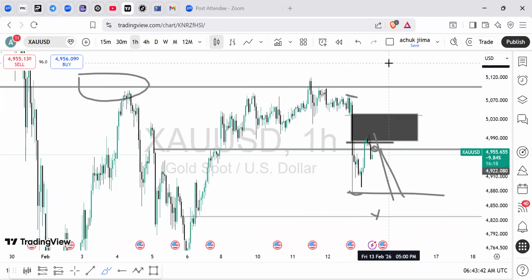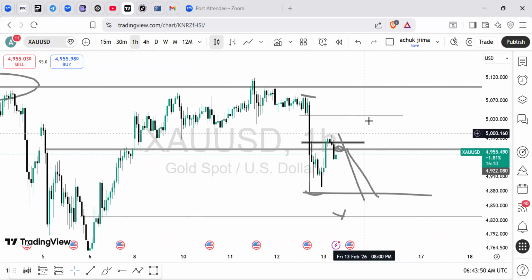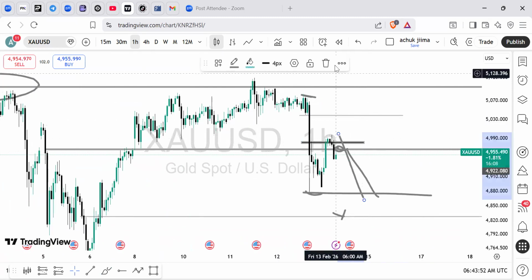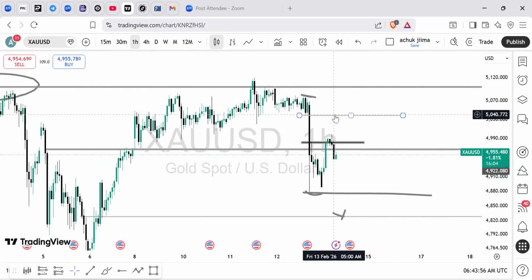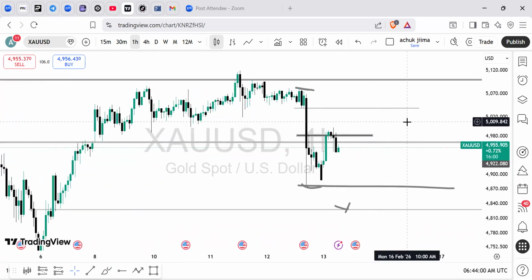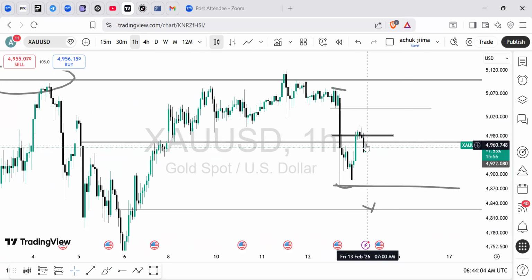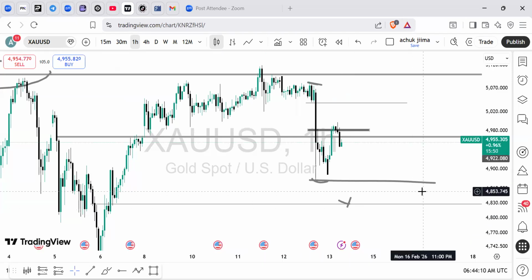I will accept to be wrong if gold comes and breaks above this. If we come and break above this resistance here, then I will lose 1%. And I wait for what will happen when price reaches here. So this is the move I'm waiting for, and I want to see it play out. I will have my sell entries here, and then I will be risking 1%. And then if it breaks above this, then I can accept the 1% loss.